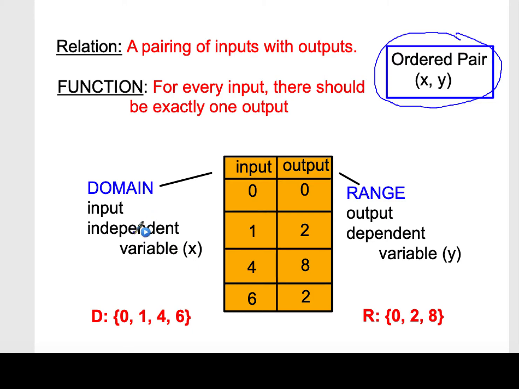So again, we often call the domain the independent variable. It's independent because we get to pick it. It's independent of anything around it, whereas the range is dependent upon what you picked in the domain. So oftentimes we call the range the dependent variable. We're only getting back 0 because we input 0. We only get back 2 because we input 1 or we input 6. What we get back is dependent upon what we started with. But what we started with can be any number we want to pick.